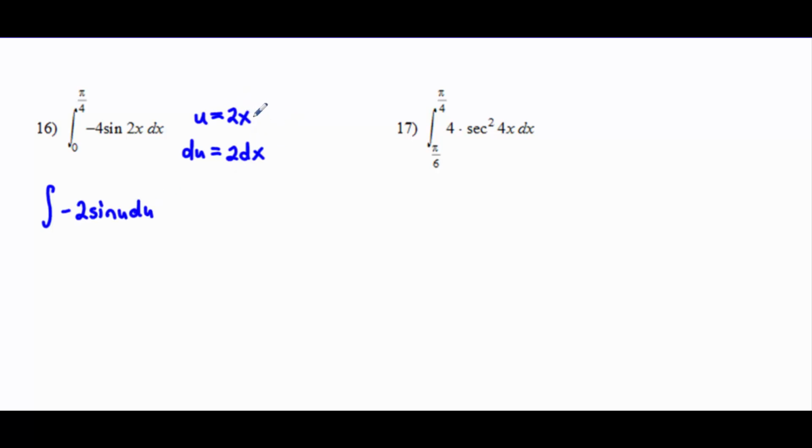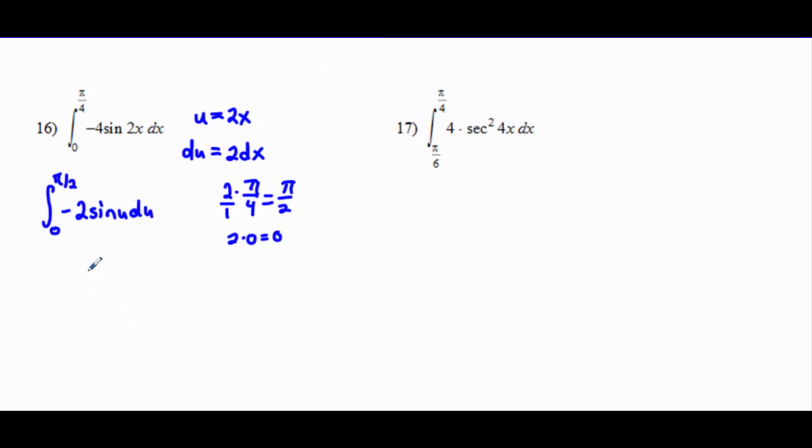If I plug in pi over 4 and 0 where x is, that's 2 times pi over 4, which is like 2 over 1 times pi over 4. If I do that, the 2 and the 4 will cancel and give me pi over 2. And then 2 times 0 will give me 0. So that's pi over 2 up here at the top, 0 at the bottom. Now I'm ready to integrate.